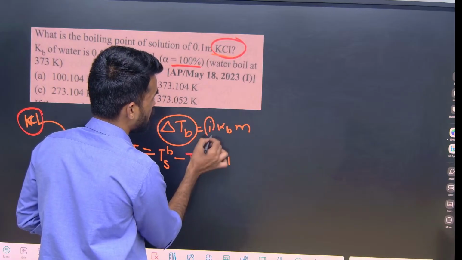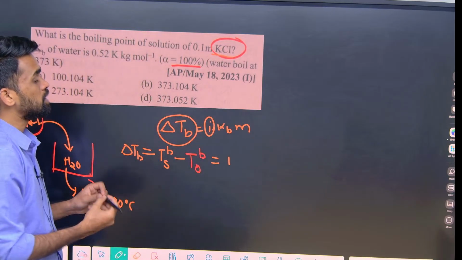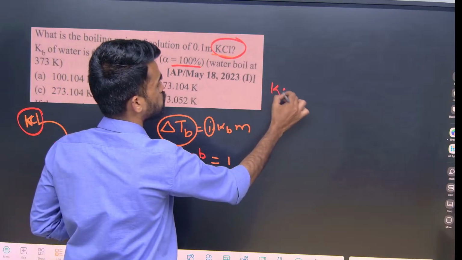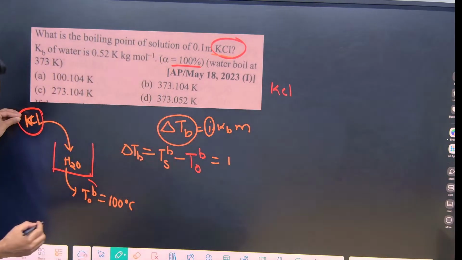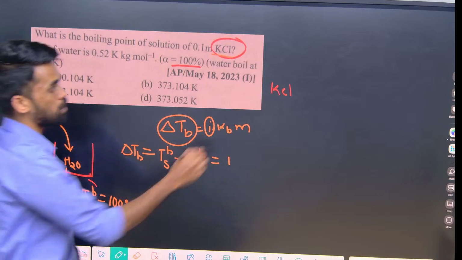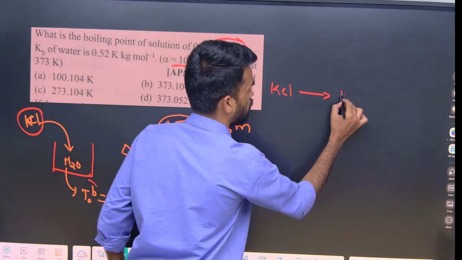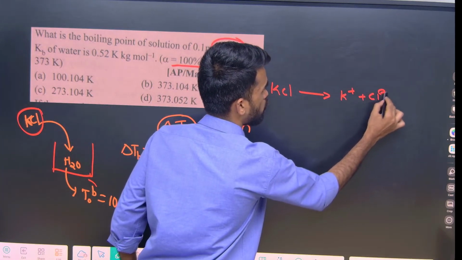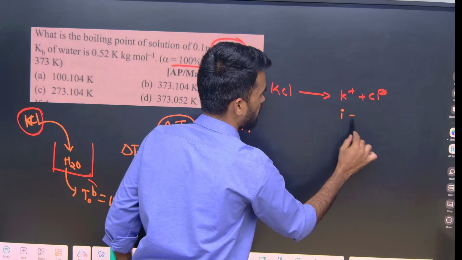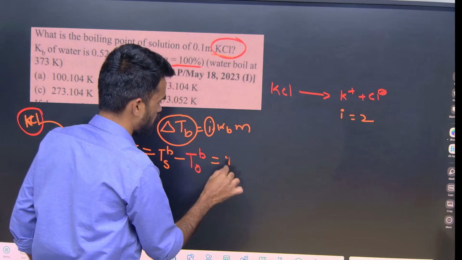So what is this i? i means the Van't Hoff factor. When KCl undergoes dissociation, whenever I place this KCl salt in the water, what happens? It will ionize into K plus and Cl minus. How many ions are we getting? 2. So the i value is 2. You can take the i value as 2 here.